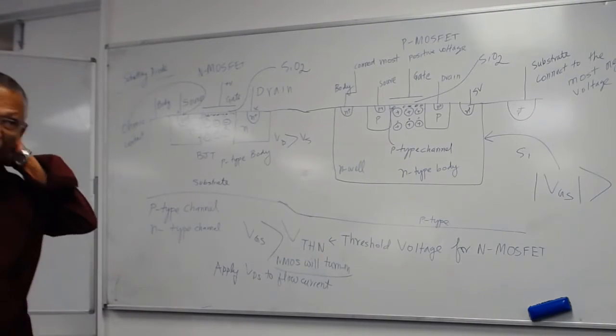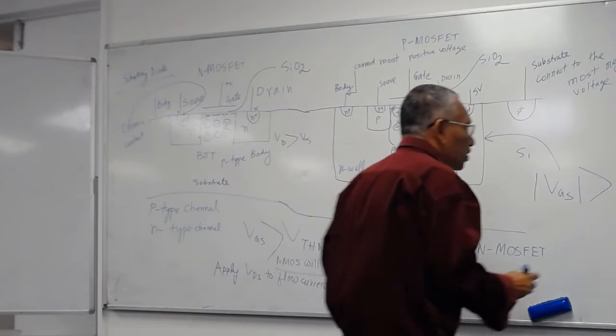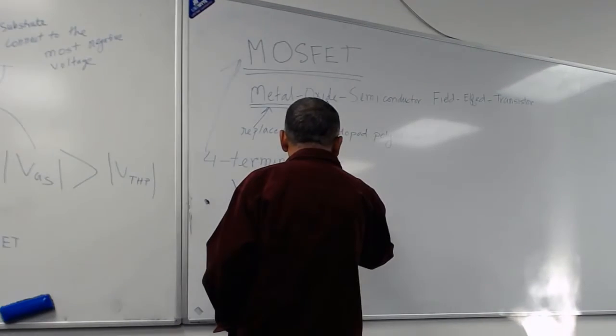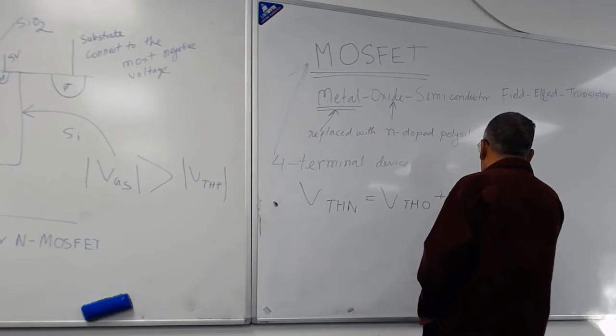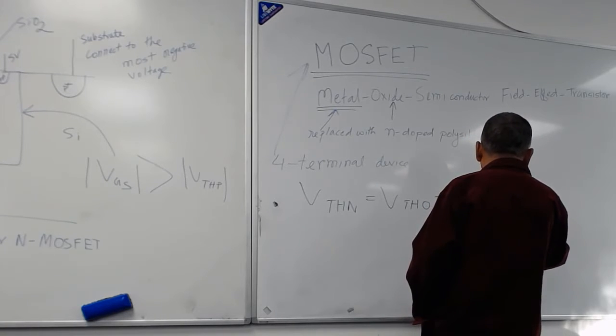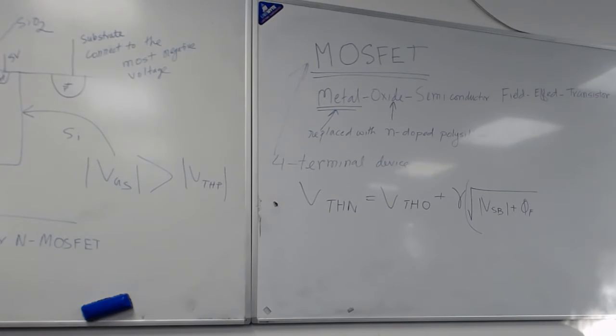Okay, so threshold voltage. Another thing is the threshold voltage, VTHN. VTHN is actually given by an expression, which is equal to VTH0 plus gamma into the square root of VSB plus twice phi F, minus the square root of twice phi F.